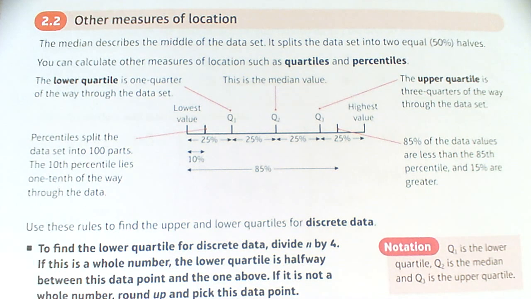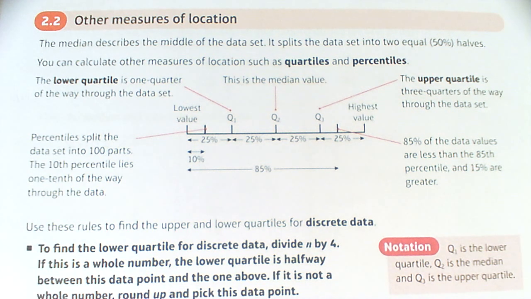Section 2.2 talks about measures of location. It introduces the lower quartile as being 1/4 of the way through the data set, and the upper quartile as being 3/4 of the way through the data set, and also introduces the idea of percentiles. So the upper and lower quartiles are percentiles themselves, the lower quartile being the 25th percentile, the upper quartile being the 75th percentile.